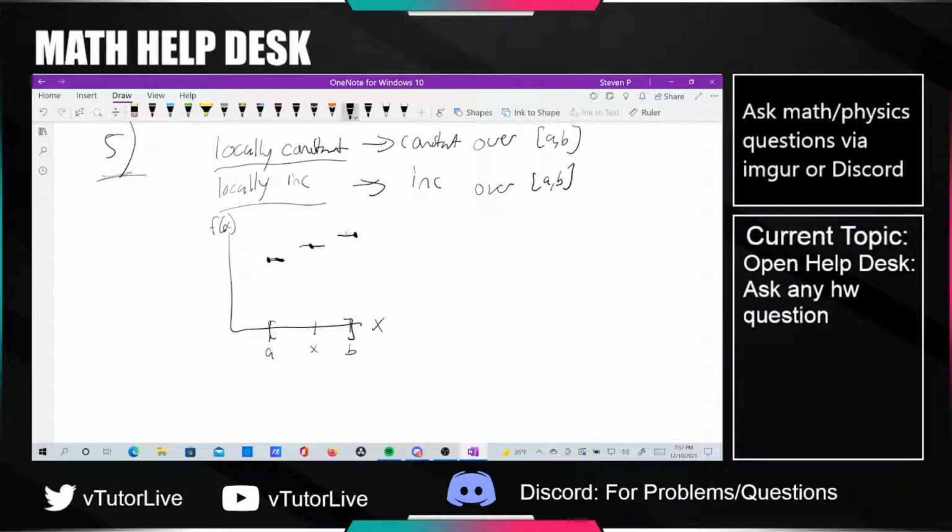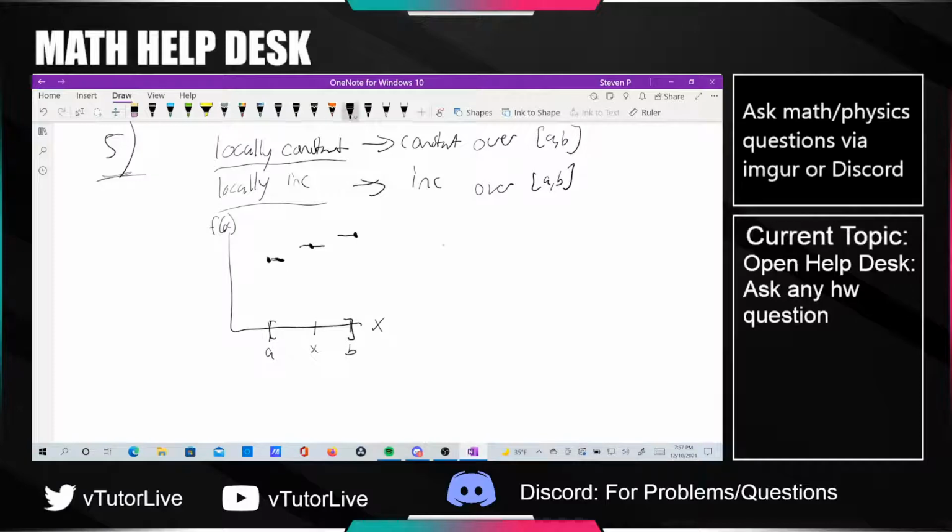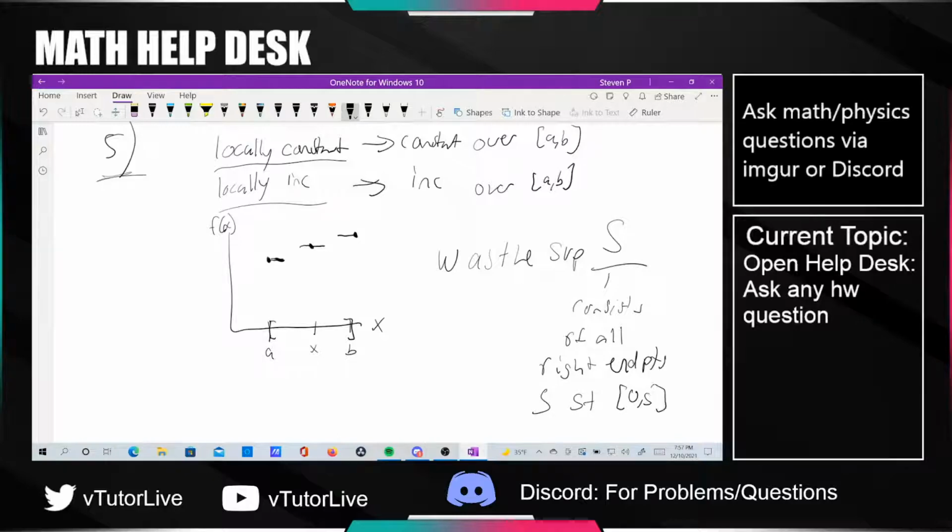And the idea is that I'm drawing these as different heights to emphasize what we're afraid of, but in fact, we're trying to show that each one of these heights is actually the exact same thing to show that the entire function is constant, right? So that's the goal. And the way that we did this was we basically considered W as the supremum of that set S, which consists of all the right endpoints, little s, such that 0 to s was constant.